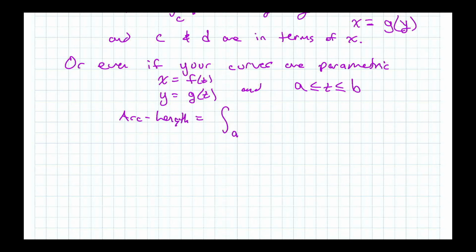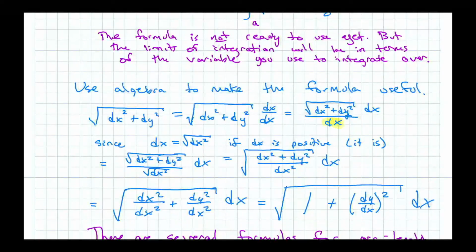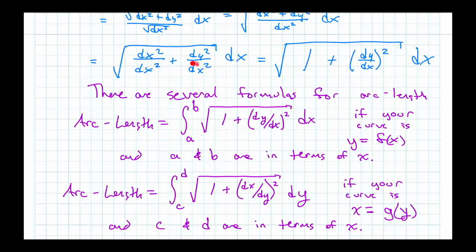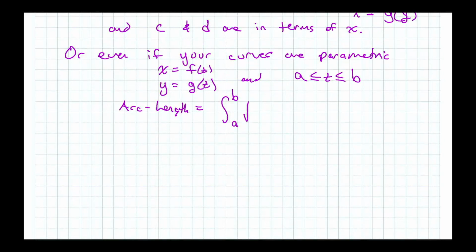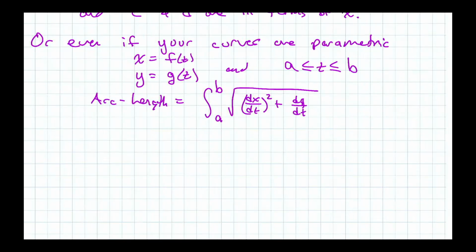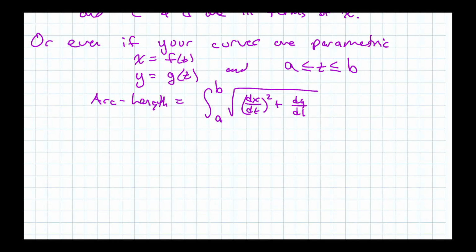If your curves are parametric, then your arc length could still be an integral from a to b. Again, you go back up to here and replace this dx with dt, and go through this entire process. When you get to the end, nothing cancels because you have x's, y's, and t's. So what you end up with is an integral that looks like the square root of (dx/dt) squared plus (dy/dt) squared, dt. I'm going to rewrite that because it's unreadable.